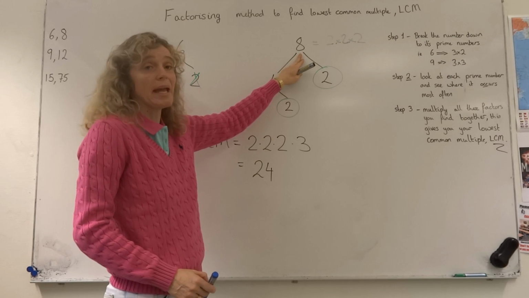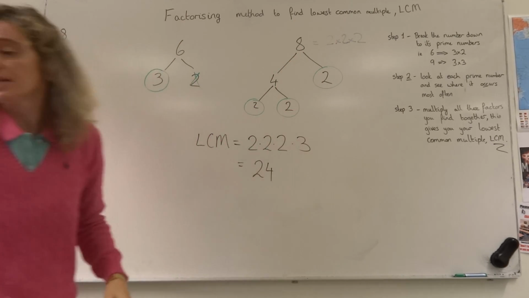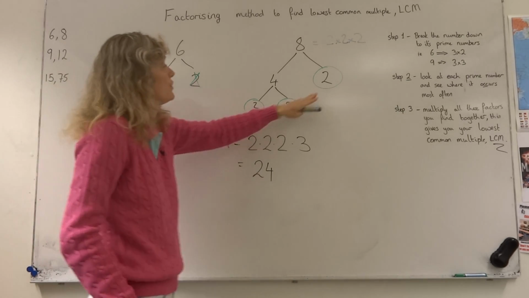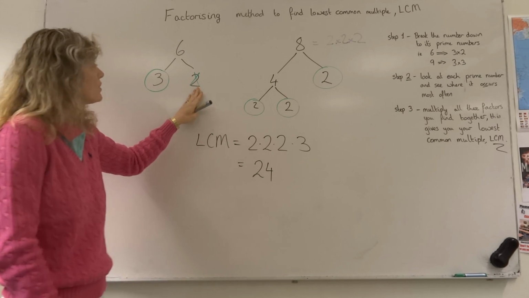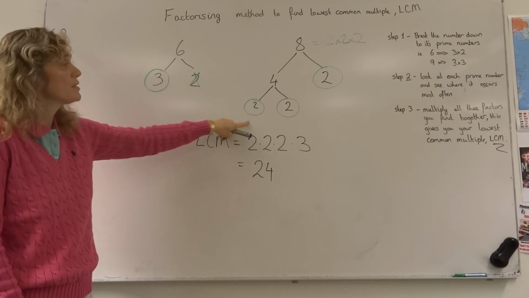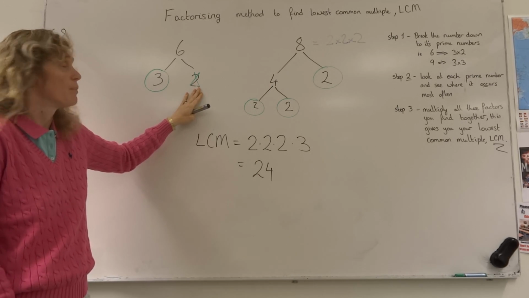Well, in the number 8, it occurs 3 times. That's why I've circled them in green. These 3 occurrences of 2 are the ones we're going to use in our calculation. It occurs here as well in 6, but because it's occurred 3 times here, we ignore the fact that it's occurred again in another number.